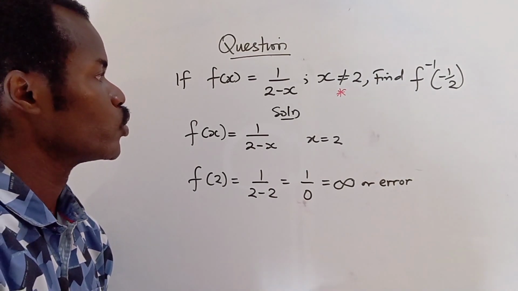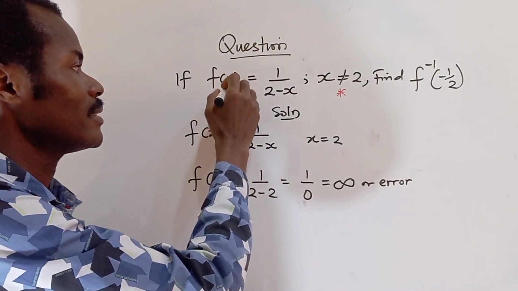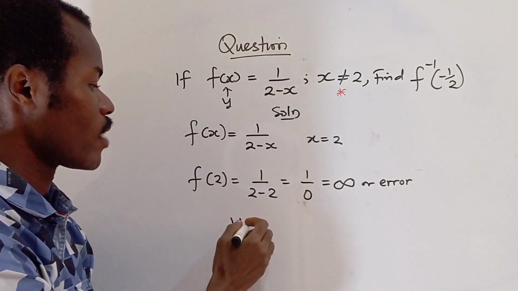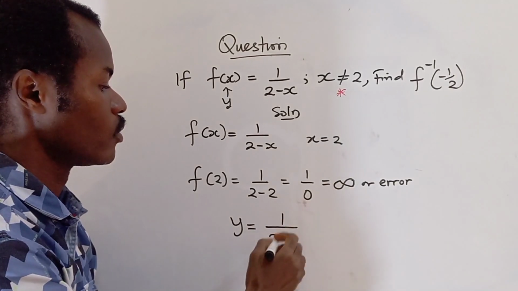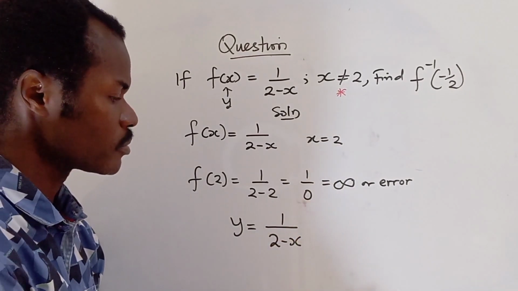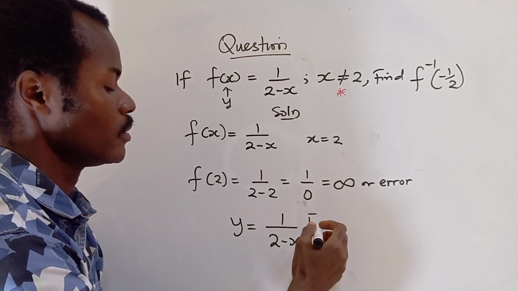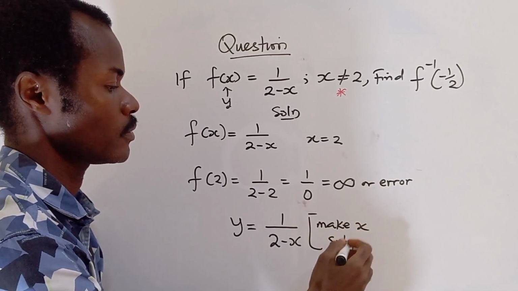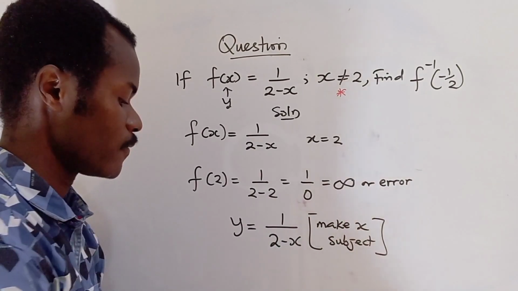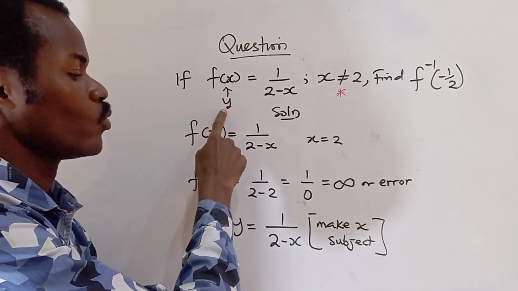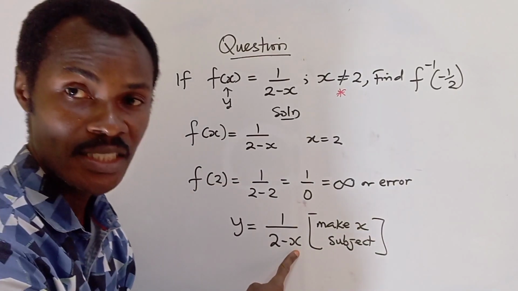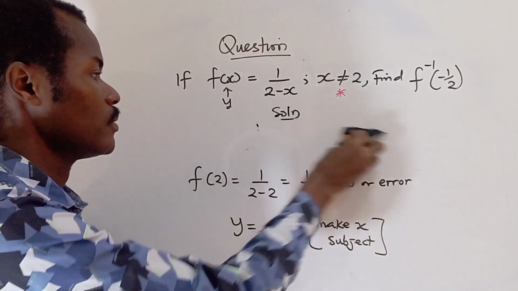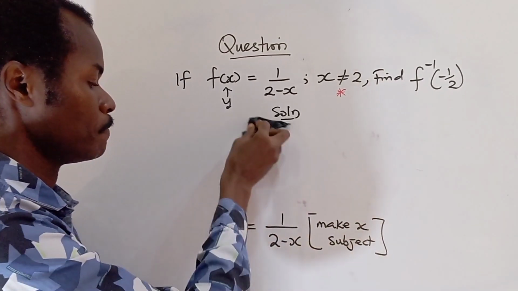Now the first thing you want to do is replace f of x with y. So if we replace this with y, we have y is equal to 1 over 2 minus x. Now from this, you have to make x the subject. The first step is replace this with y. The next step is make x the subject. Now let's make x the subject to see what that gives us.